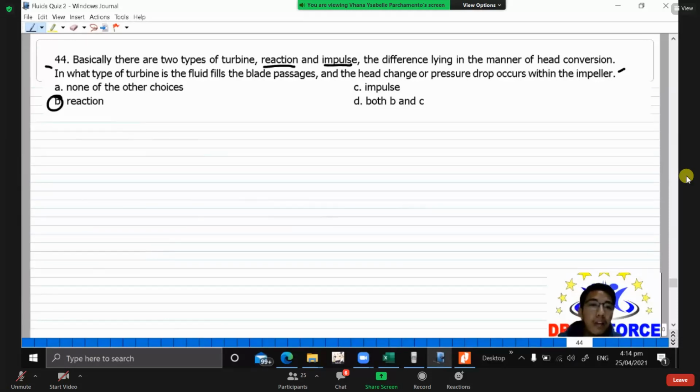Again, pagdating niyo ng power plant, meron na kayong tatlong types of turbine. Kasali na diyan yung ating propeller type.